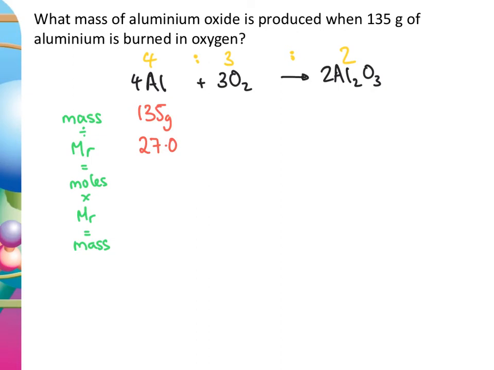So that means I can work out the number of moles. So that's a nice round number of 5. And then I'm trying to work out how much aluminium oxide is made. And the ratio of aluminium to aluminium oxide is 4 to 2 or 2 to 1. So that means if I have 5 moles of aluminium, I'm going to make 2.5 moles of aluminium oxide.